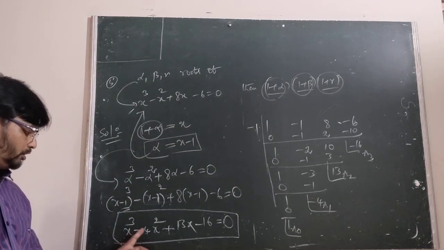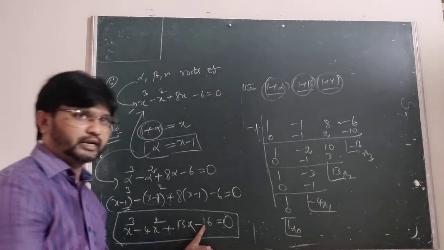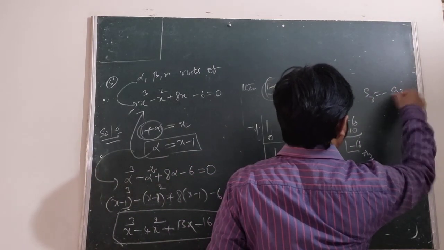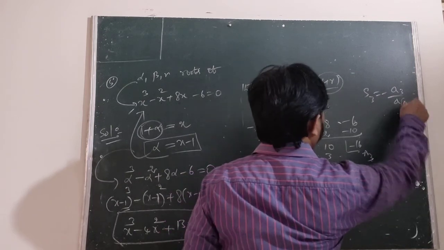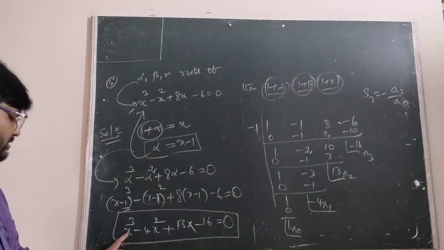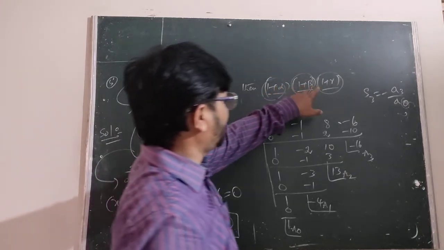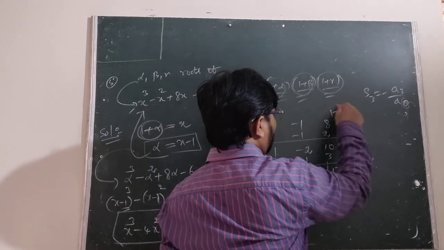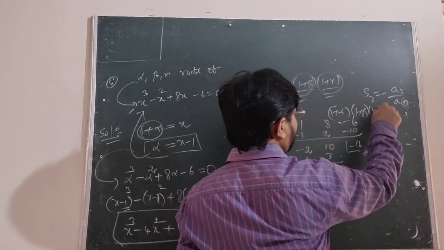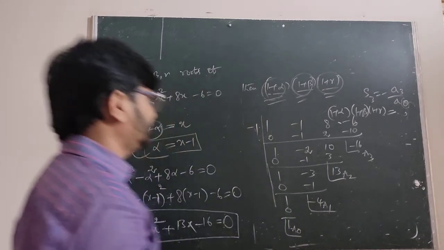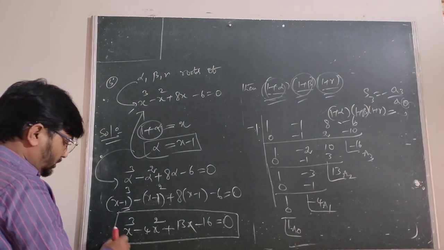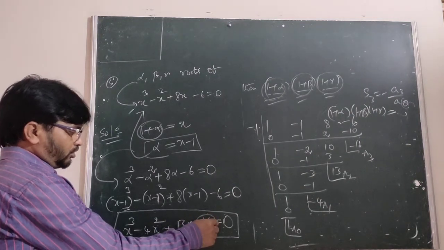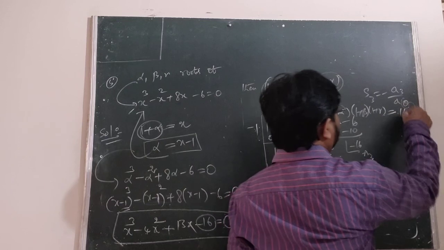Here this is a0, a1, a2, a3. Now we can write s3 equals minus a3 by a0. Therefore s3 is 1 plus alpha into 1 plus beta into 1 plus gamma. S3 means the product of all roots, 1 plus alpha into 1 plus beta into 1 plus gamma. That is minus a3 by a0, where a0 is 1, a2 is minus 4, and a3 is minus 16. Therefore minus of minus 16 by 1 is 16.